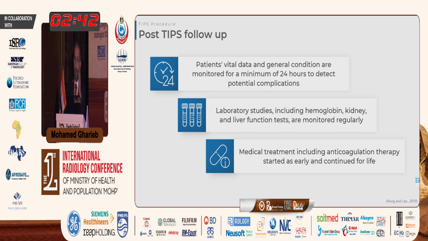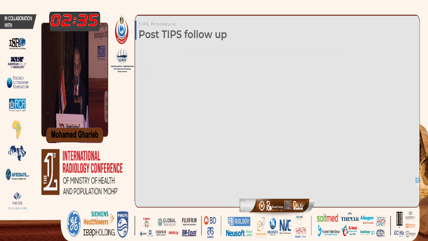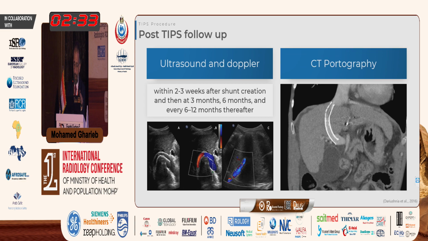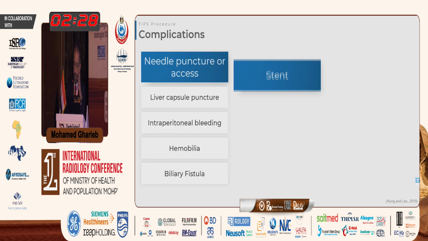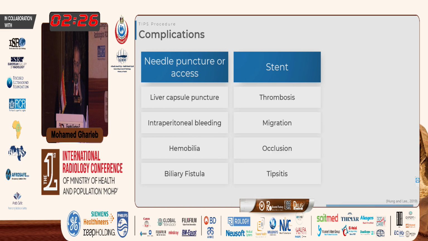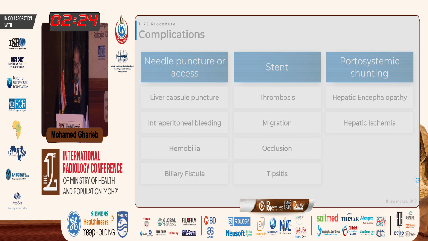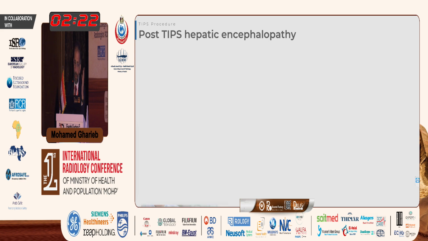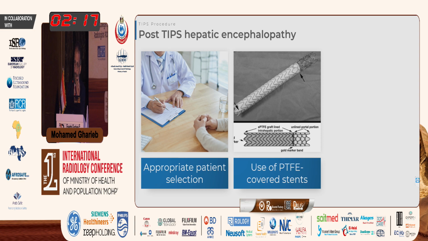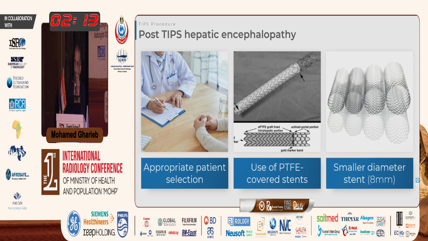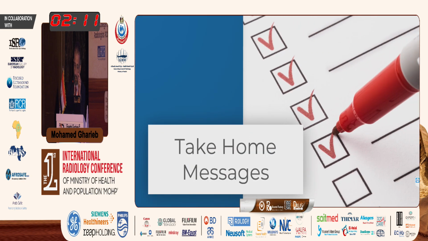As we say, there's medical management, including management of the cause, anticoagulation, and decompression therapy using TIPS. Follow up every 3 months by Doppler. We can do CT portography if in doubt. Complications are rare, usually bleeding, infection, thrombosis of the stent. Encephalopathy is rare in Budd Chiari. How to avoid? Select the good patient. Use covered stents. It is said they have less encephalopathy, and smaller diameter in high-risk patients.